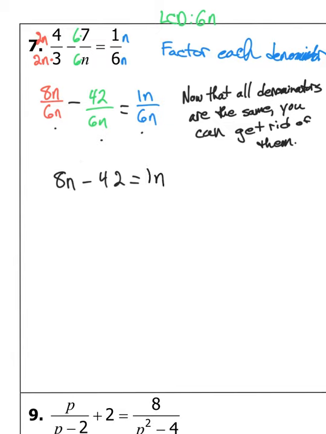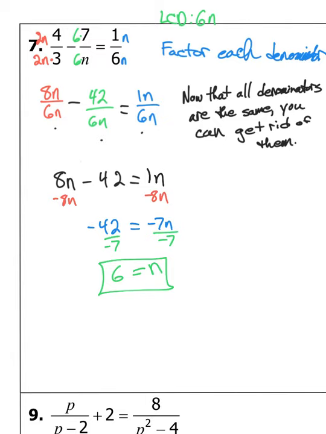So if the denominators are all the same, you can get rid of them, because all we're trying to do is solve for n, figure out what n would make this equation true. So let's subtract 8n on both sides, and I get negative 42 equals negative 7n. Divide by my coefficient, and get n equals 6. And that's my answer. Again, I would go back and make sure that this value works. So I would get 4 over 3 minus 7 over 6 equals 1 over 6.